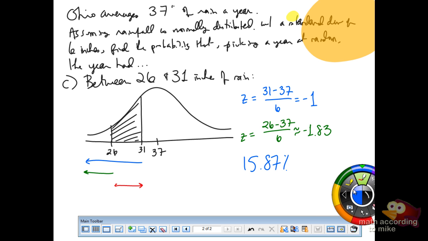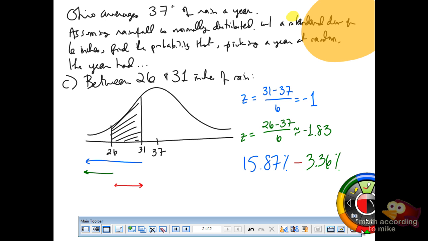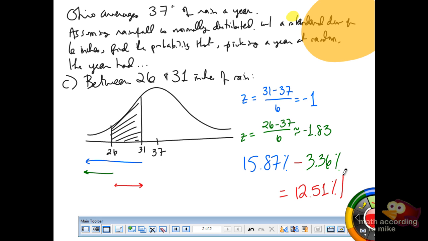Minus the probability associated with -1.83. Not that I don't believe you. 3.36. Equals what? 12.51. So the probability that you pick a year that has between 26 and 31 inches of rain is 12.51%.